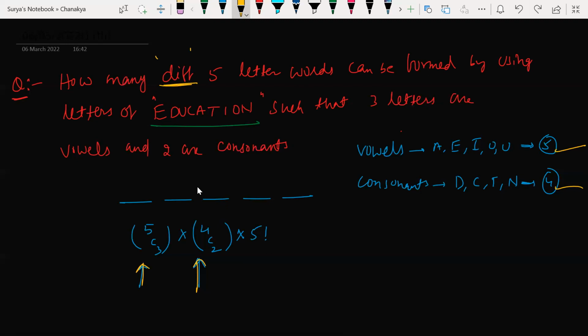Arranging these 5 letters, how many chances do we have? 5 chances. I can arrange in 5 different ways. So into 5 factorial. So that into 5. Next. Hope it is clear. Any doubts here?